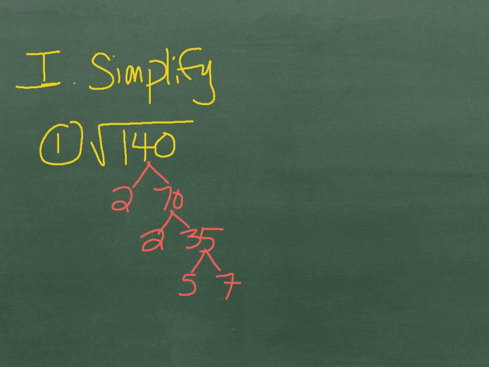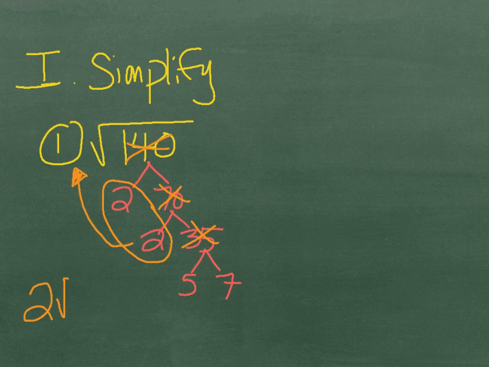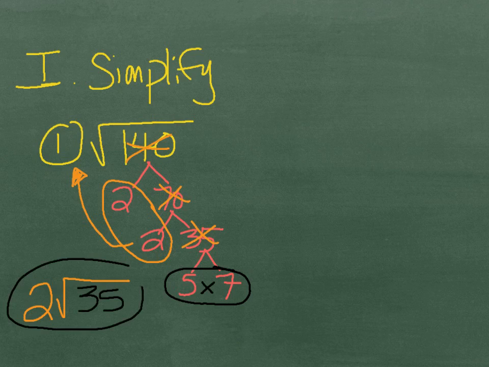Now what you do is look at the ends of your tree. You're not going to look at the 140, the 70, or the 35. You're going to look at the 2, 2, 5, and 7 and see if you have a pair. Since we have a pair of 2's, that means the 2 can break out of the prison, out of the radical, and become a single digit on its own. So it will come out of the radical and be 2 square root of, now we still have the 5 and the 7 left inside. Since they don't have a partner, they're going to stay together, multiply them together, and you'll get 35. So the reduced radical form of the square root of 140 is 2 radical 35.